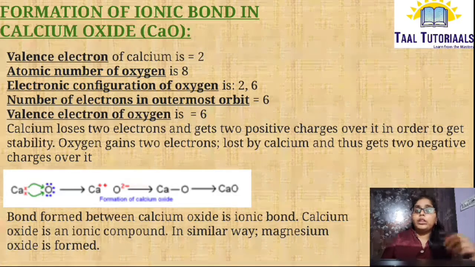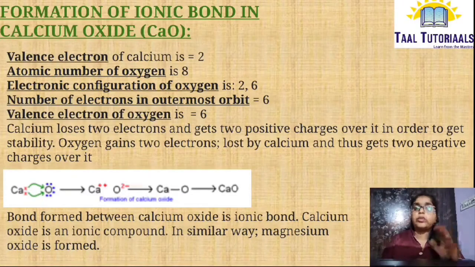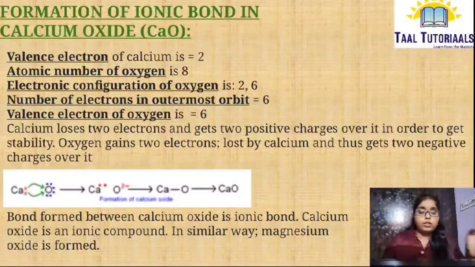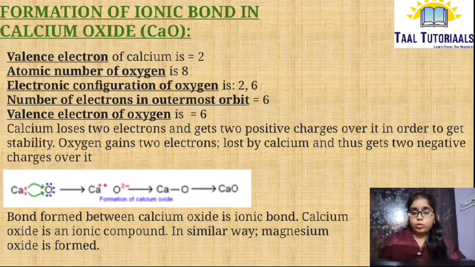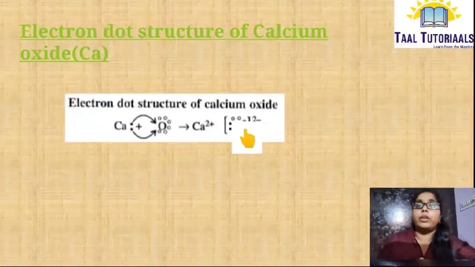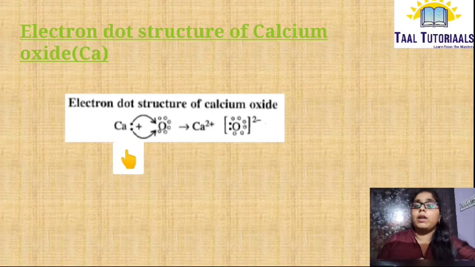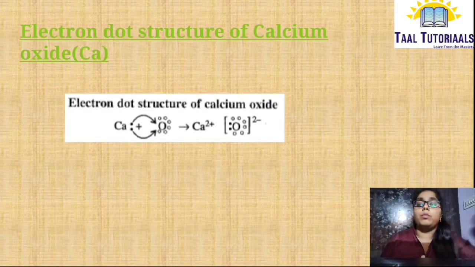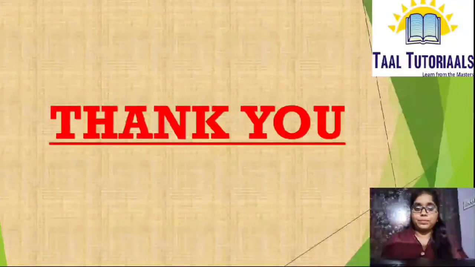In a similar way, magnesium oxide is formed. Like this only, even magnesium oxide is formed. Why? Because even magnesium has two valence electrons, and those 2 valence electrons are transferred to oxygen. That is similar to calcium oxide. And this is the electron dot structure of calcium oxide. See, calcium having 2 valence electrons, that are transferred to oxygen, and thus calcium oxide is formed, and they both are attaining stability. Okay. Thank you.